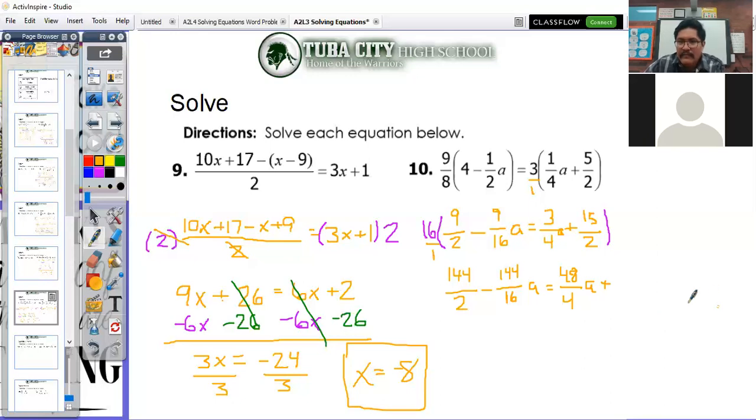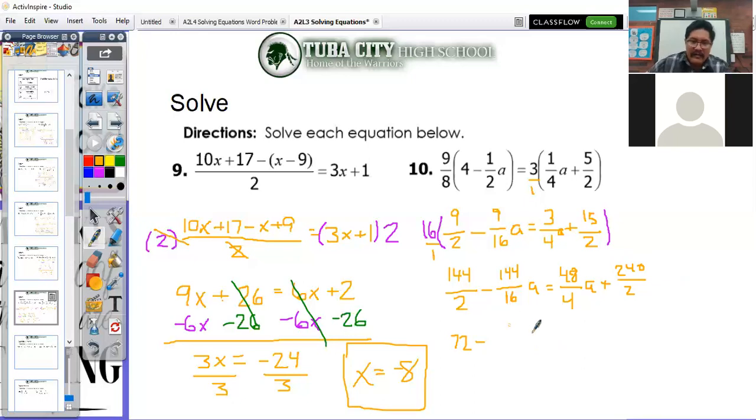Yeah, it'd be 240. 240 over 2. Some of these just give us big numbers. But the good thing is after this, we won't have to deal with any more fractions. Well, in this problem anyway. So 144 divided by 2, I think it's 72. So 72 minus, and then 144 divided by 16.